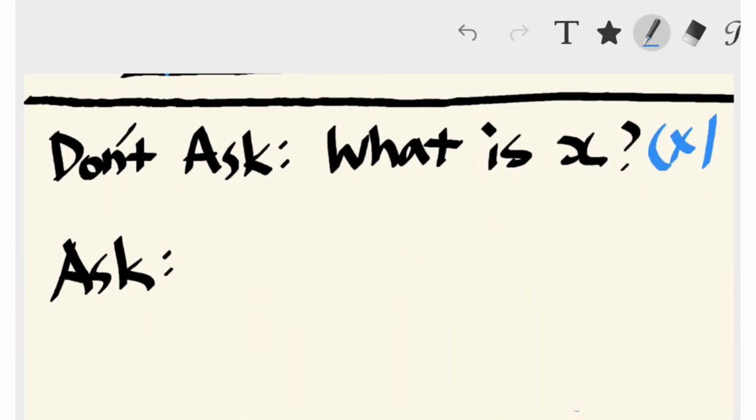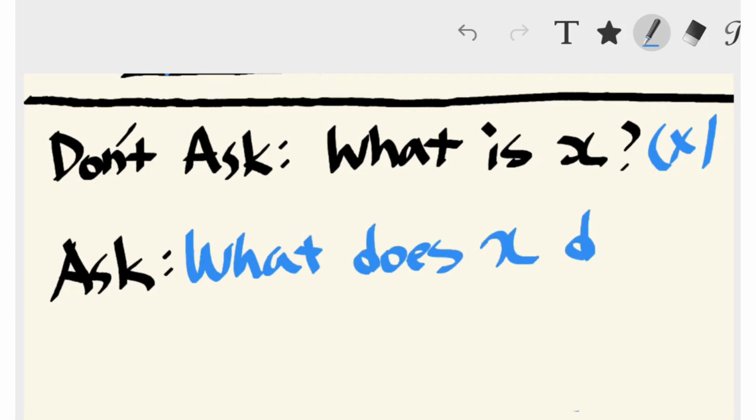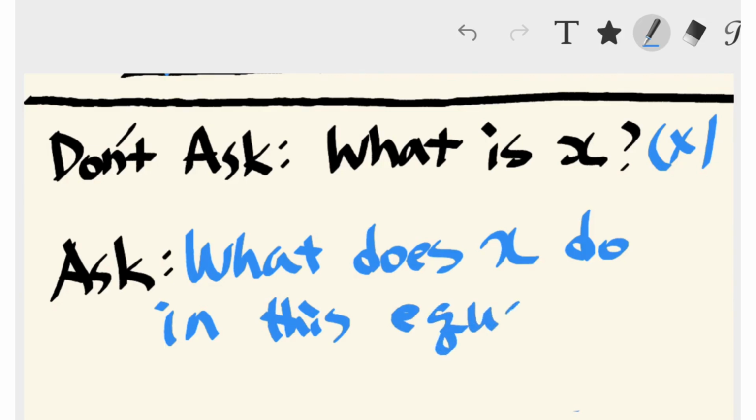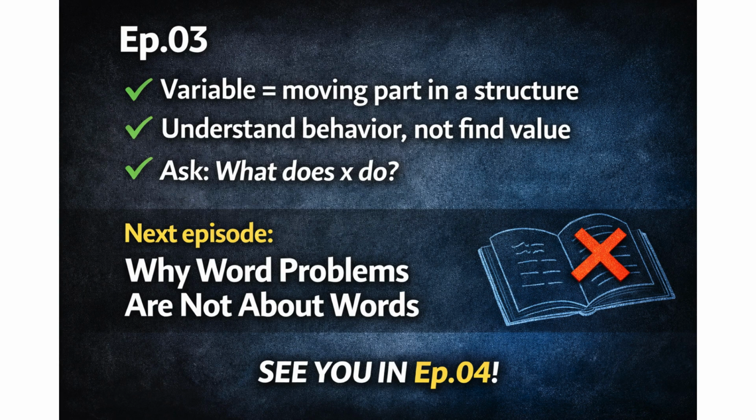From now on, don't ask, what is x? Ask, what does x do in this equation? That single question will change the way you do math. In the next episode, we'll see how this way of thinking helps you avoid traps in word problems and systems.